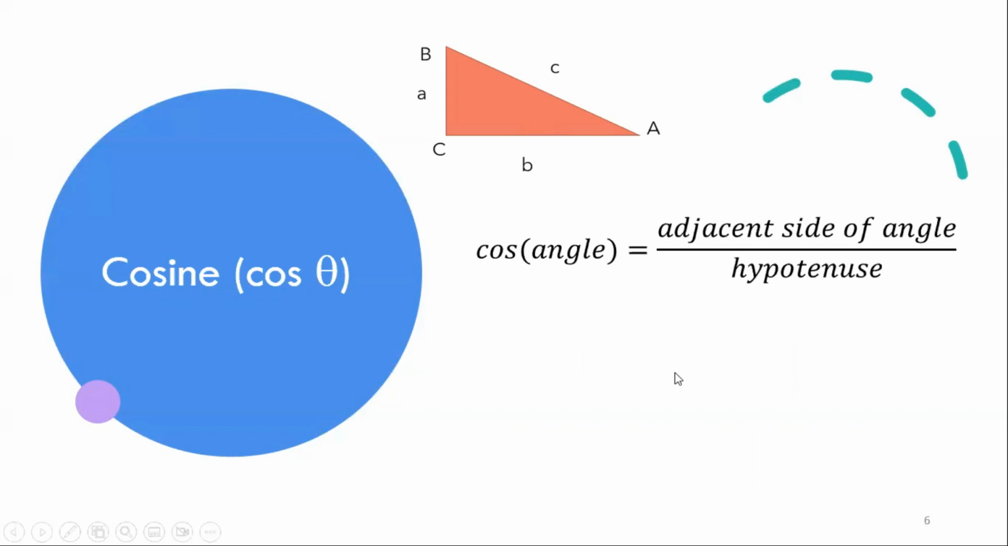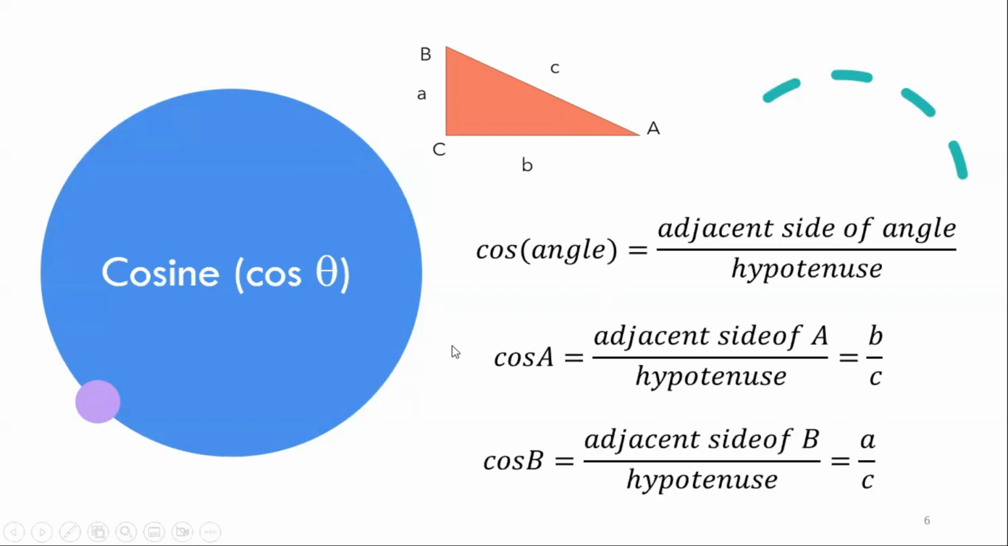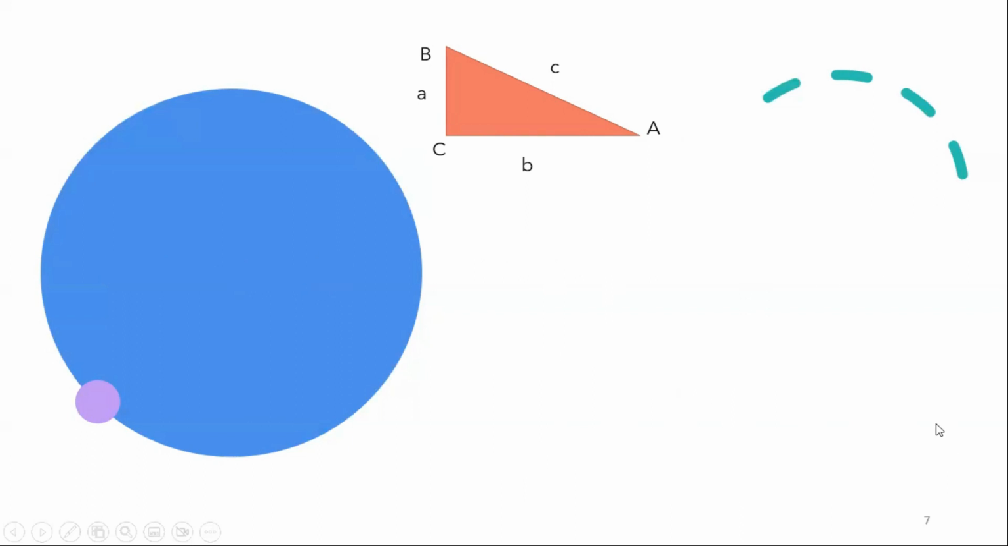over hypotenuse. So for cosine of A, the cosine of the angle A is equal to the adjacent side of A, which is side B, over the hypotenuse. So we have B over C. If we solve for cosine of B, the adjacent side of angle B is side A over the hypotenuse. So cosine B is A over C.